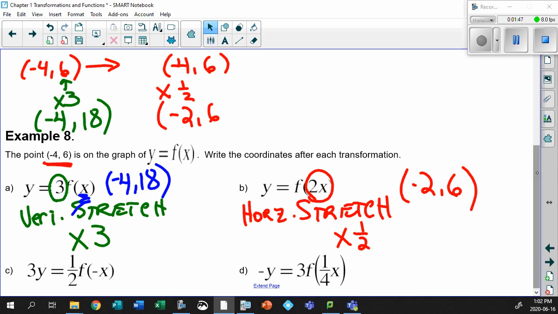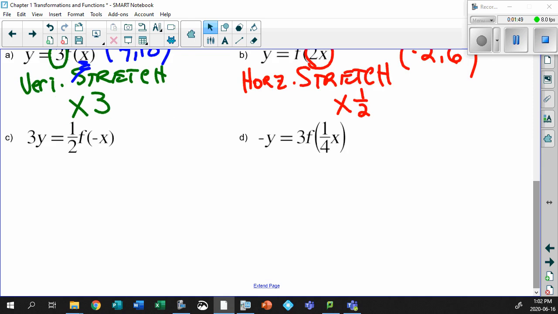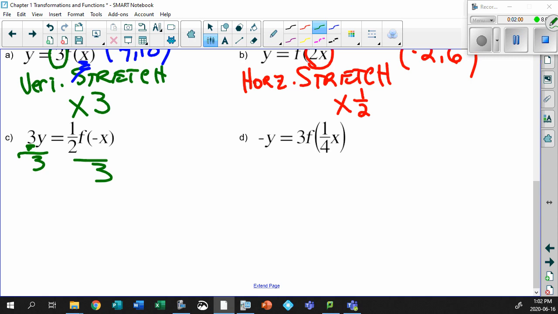As long as you keep them organized, you'll be fine. Okay, let's check out this next one. Notice how we put the 3 over here. Well, get rid of that 3. Divide each side by 3. What does that mean? Okay, y equals 2. Well, wait a second. I have divided by 3, which is the same as multiplying by a third. I already have a half out here already.